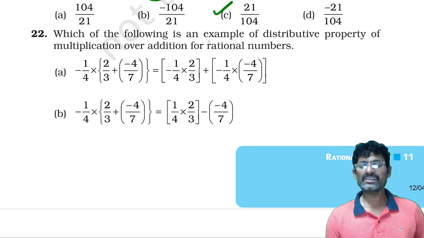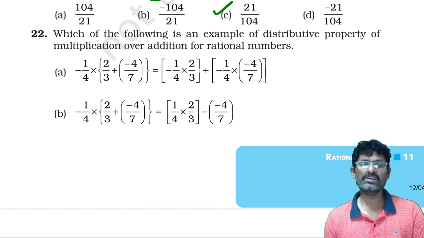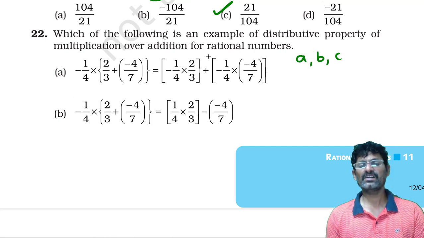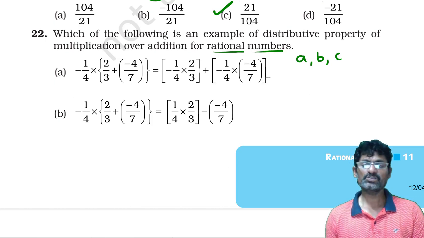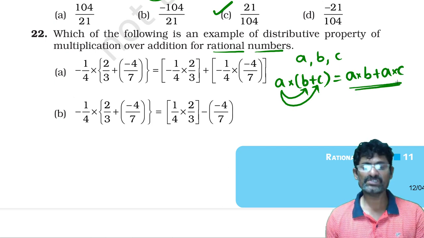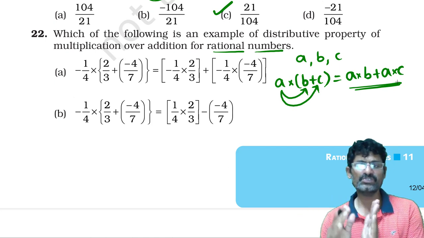Which of the following is an example of distributive property of multiplication over addition for rational numbers? First of all, what is distributive property of multiplication over addition? If we take A, B, C, these are three rational numbers, then distributive property of multiplication is A times B plus C equal to A times B, that means first multiply these two, then multiply these two, that means plus A times C. This is what we say distributive property. Now let us check in the options which is similar to this distributive property.